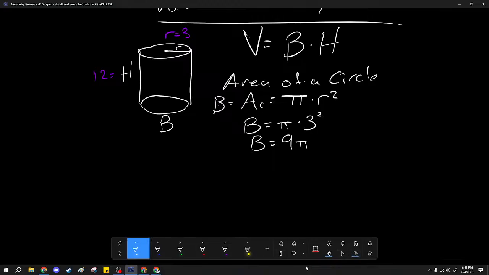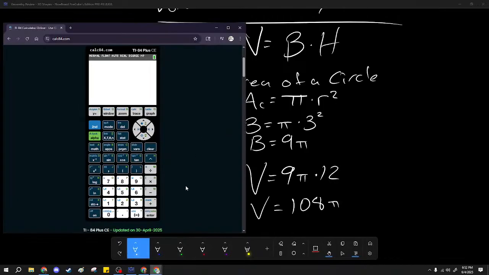Going back to our original function, volume equals capital B, area of the base, times the height. Area of the base, we now know, is 9 pi, and the height was given to us as 12. 9 times 12 is, what is that? Why can't I do that in my head? 108. 108 times pi. So I'm going to open up my calculator, wherever that went. There it is.